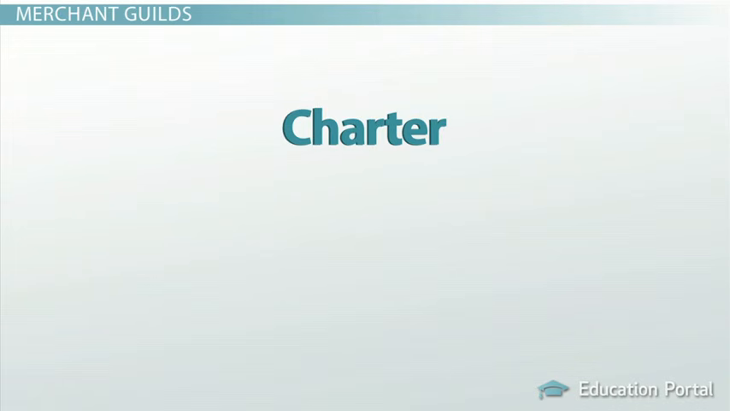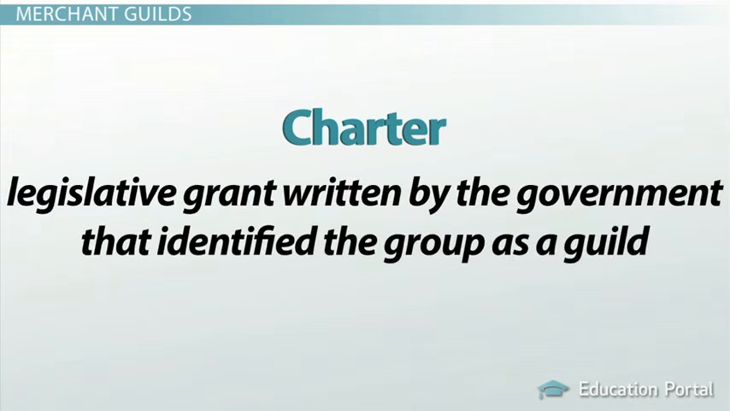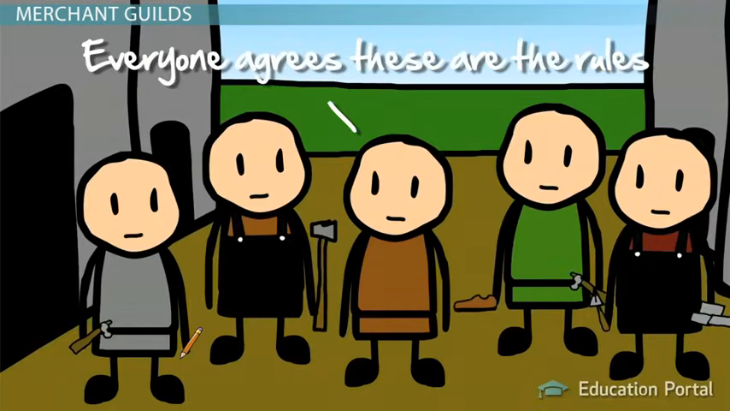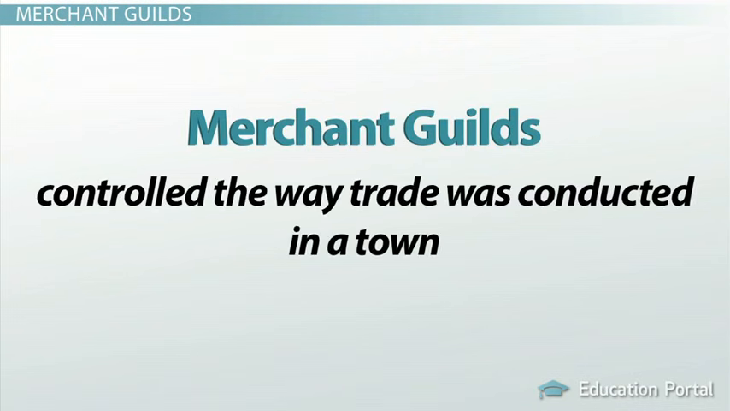Each guild had its own official charter. The charter was the legislative grant written by the government that identified the group as a guild. In having official status, guilds were able to enforce rules on their members. Merchant guilds controlled the way trade was conducted in a town. They enforced rules like bans on trading with non-members.